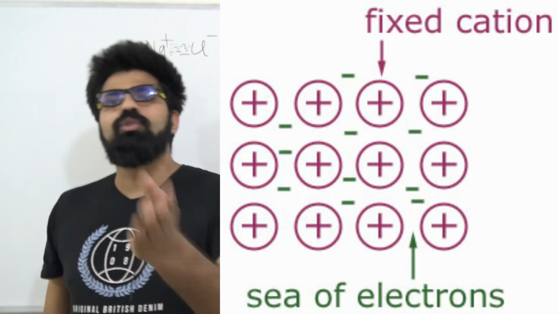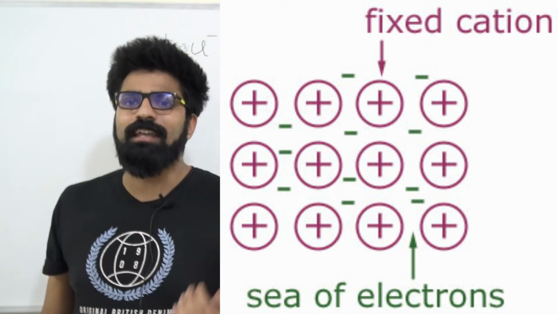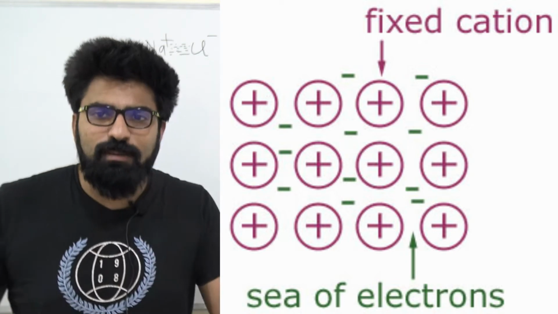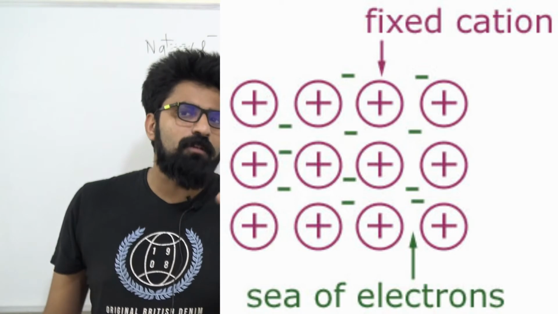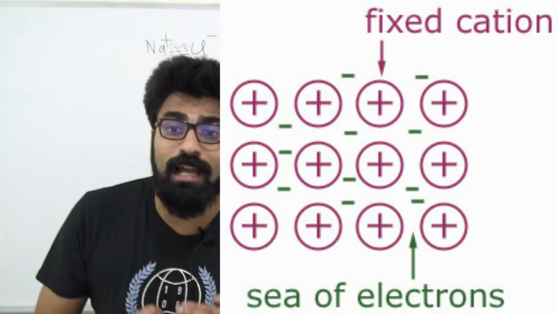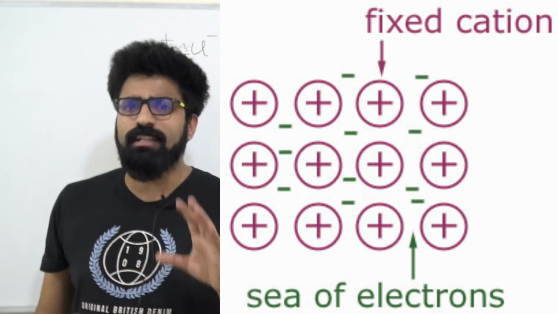And when sodium loses one electron and forms a cation, we use a specific term for that, we call it kernel, right? So we have Na+ and we have a sea of electrons. So Na+ will experience attraction from the sea of electrons, and this kind of bonding is called metallic bonding, right? So this is metallic bonding.